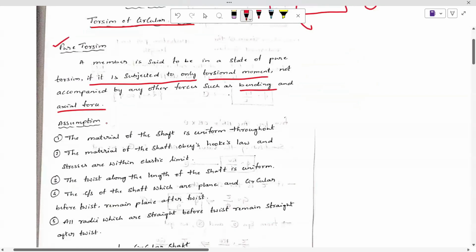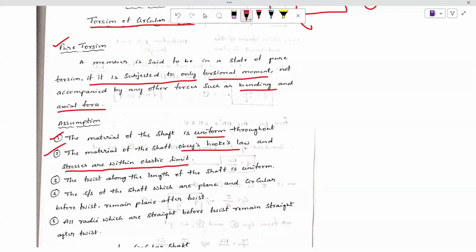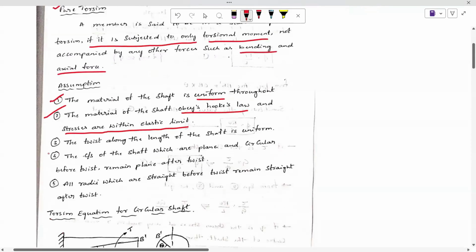Now here we are going to make certain assumptions. The first one is the material of the shaft is uniform, not tapered. The second assumption is the material of the shaft obeys Hooke's law. As you all know, the stress is directly proportional to strain within the elastic limit. That is Hooke's law. And the stresses are within the elastic limit. That is the second assumption.